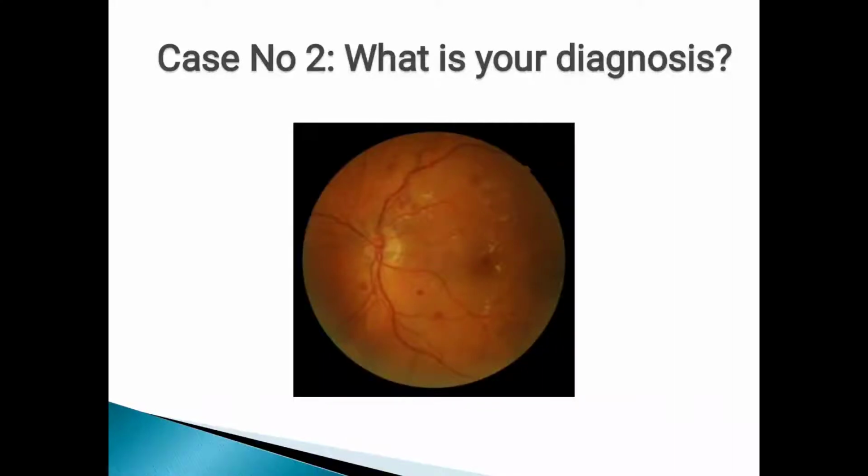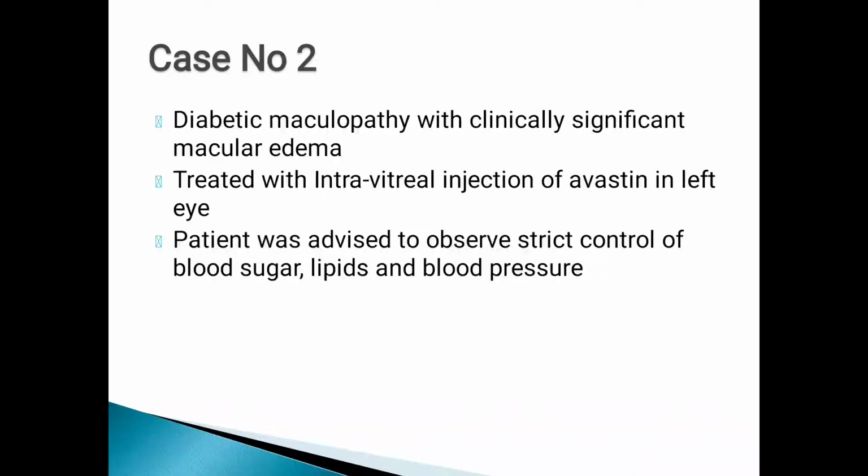If you look carefully at this fundus photo, friends, you can see multiple hemorrhages in all the retinal quadrants, and the veins also appear to be dilated. But the main finding is in the macula. The macula is edematous and showing exudates. So the patient is having blurring of vision because of affection of the macula. The diagnosis is diabetic maculopathy.